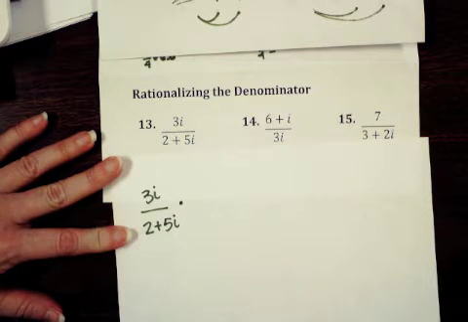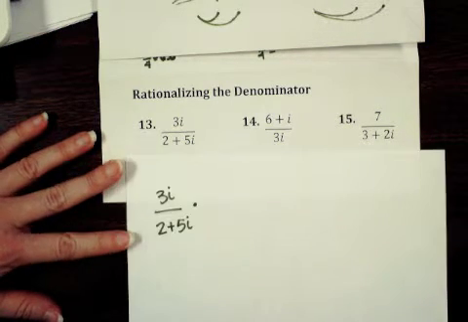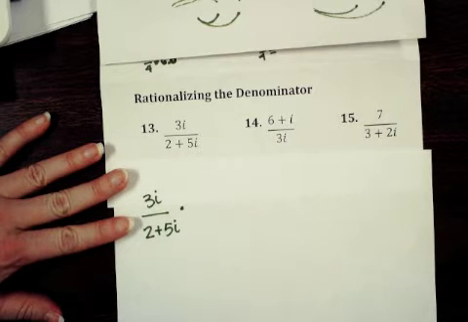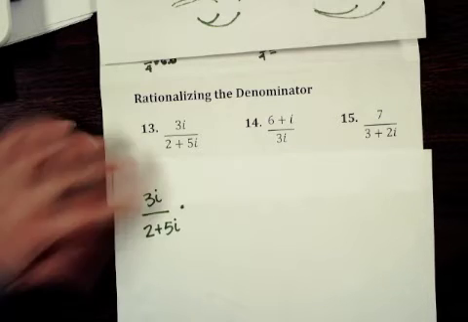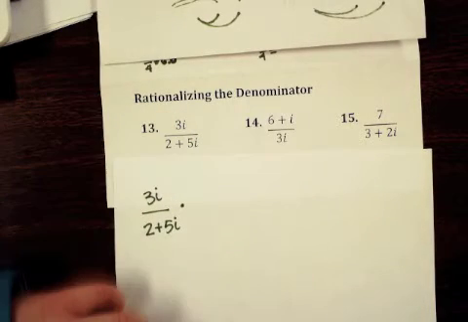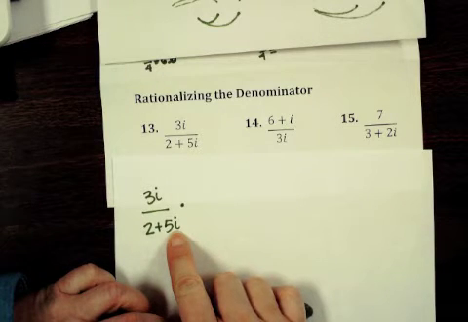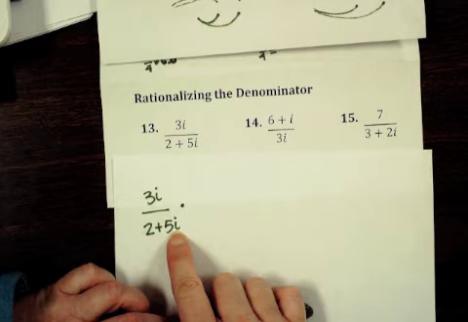Okay, for number 13, we're going to rationalize the denominator. We're not allowed to have a square root on the bottom. And you say, but Miss Bradley, we don't have a square root. And I would say, yes, we do, because remember that i is the square root of -1. So since we cannot have a radical on the bottom, we have to do what's called rationalizing the denominator. And to do that, we use what's called the conjugate.